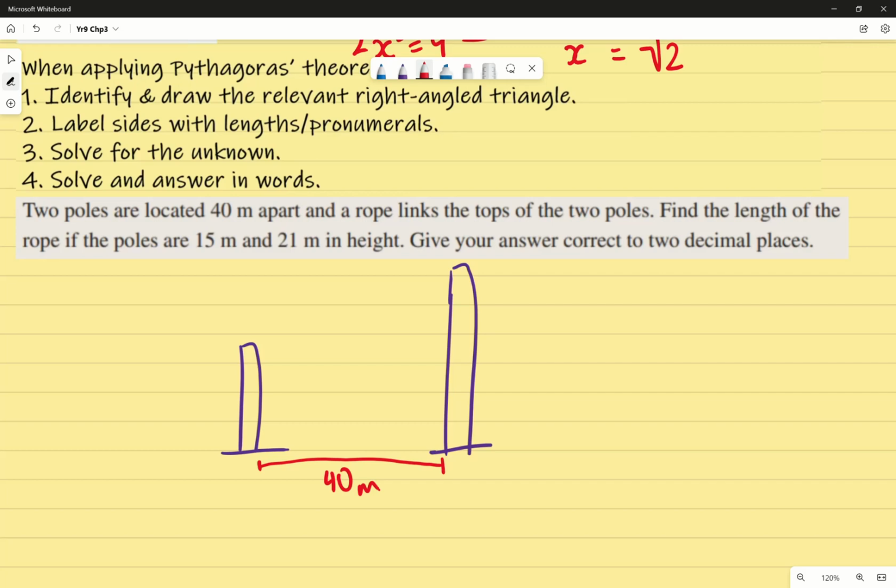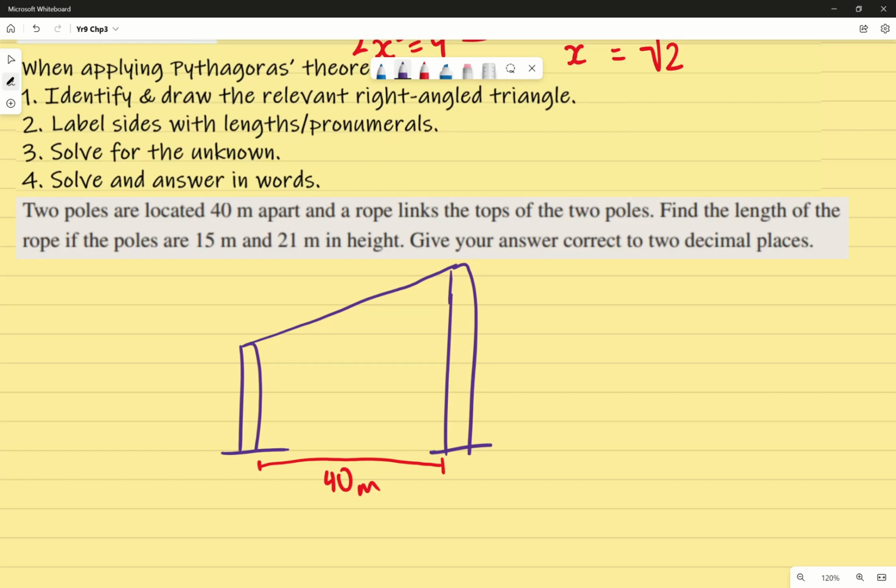In the first sentence, I should also add something I haven't added to my diagram. What should I be adding? So have I added my 2 poles? Yep. Have I added in that they're located 40 meters apart? Yep. Did I add in there's a rope linking to the top of the 2 poles? No, I should add that in as well, shouldn't I? So I'm going to add that into my drawing.